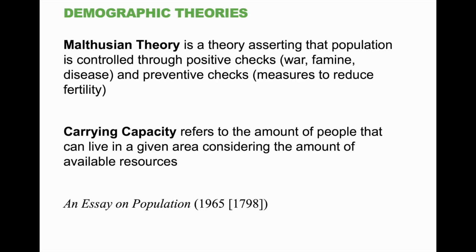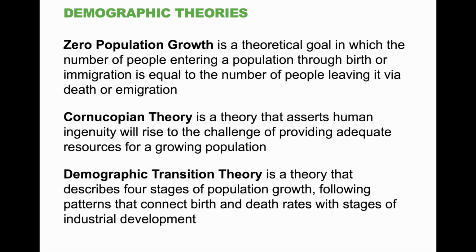Demographic theories. Malthusian theory is a theory asserting that population is controlled through positive checks, war, famine, disease, and preventative checks, measures to reduce fertility. Carrying capacity refers to the amount of people that can live in a given area, considering the amount of available resources. An Essay on the Principle of Population, 1798.